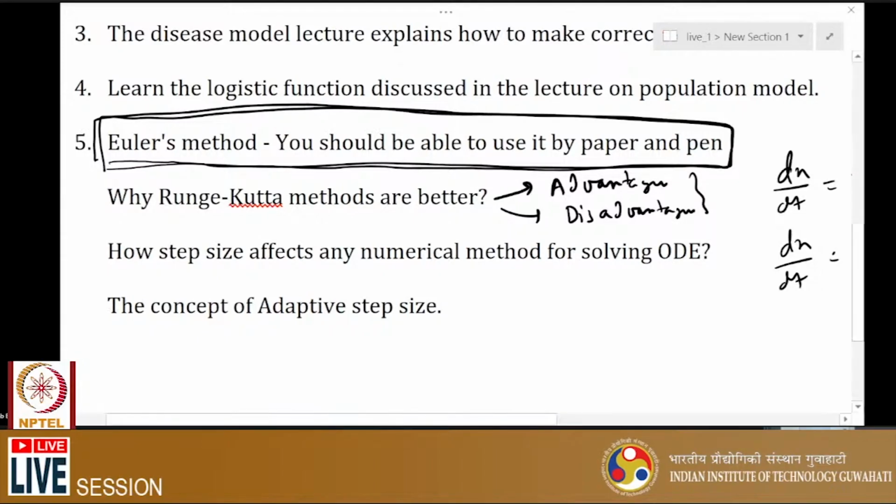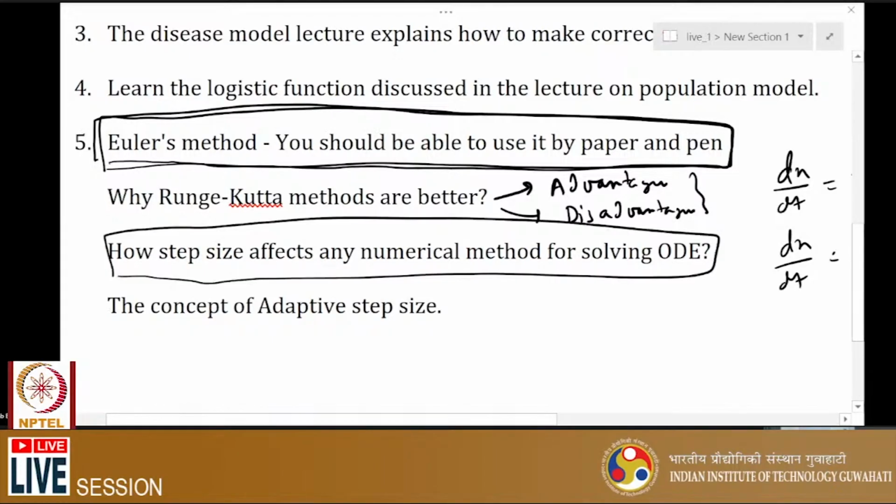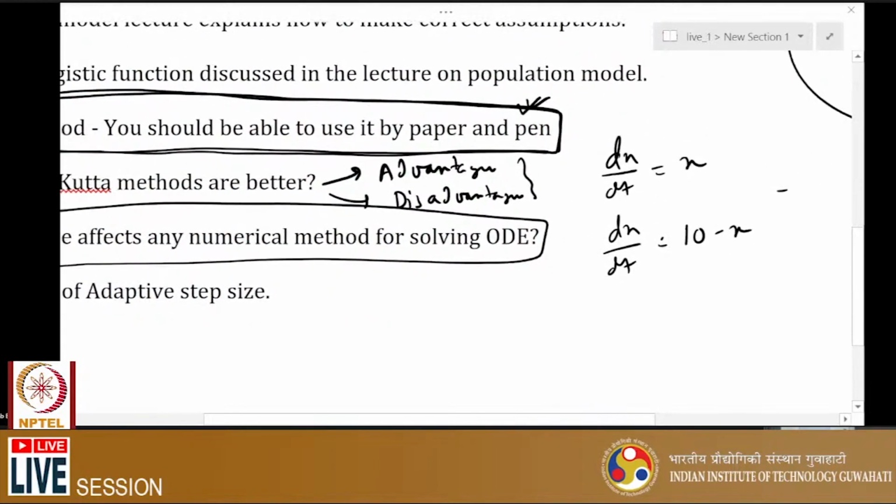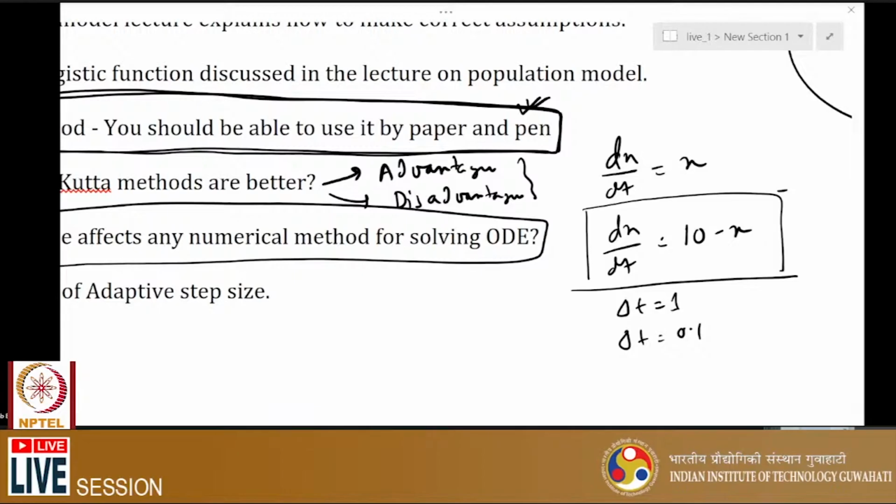And when you are doing that, remember to understand why step size is so important. And that's why I am saying use paper and pen. Use the same equation. Suppose you want to solve dx/dt equal to 10 minus x yourself, for a given initial condition, using paper and pen. Try it. Initially delta t equal to 1, time step is 1. Then try delta t equal to 0.1 and see how the result varies. That will give you confidence about why this time step is so important, right?